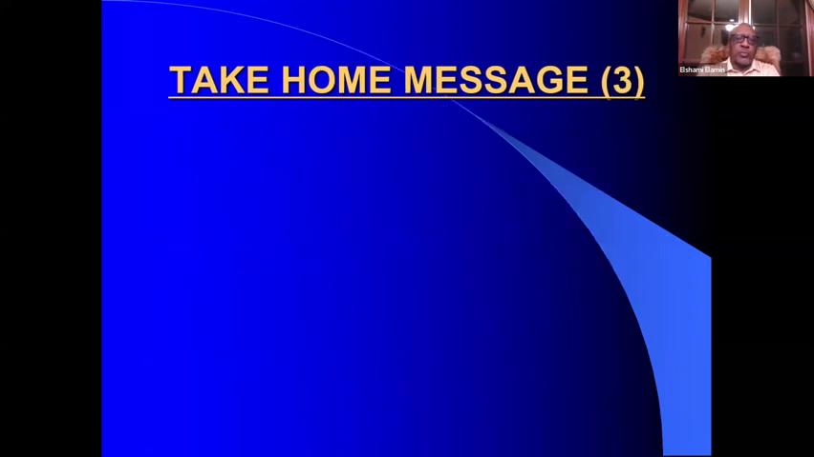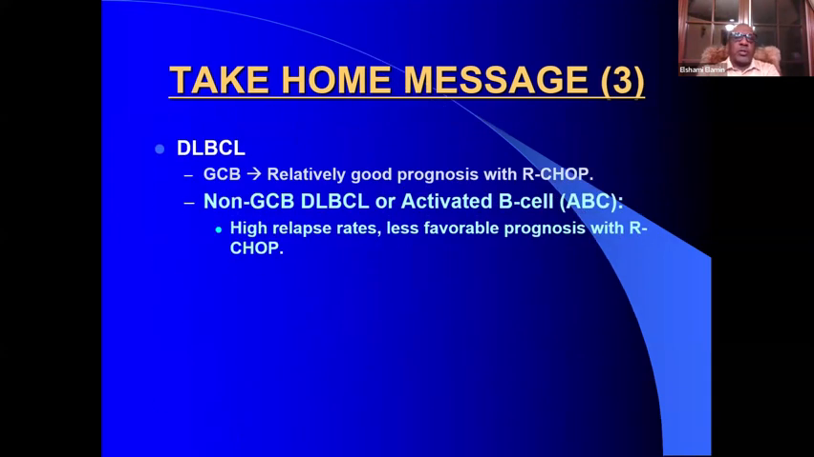Message three, diffuse large B-cell lymphoma, two types. The germinal center B-cell lymphoma has a relatively good prognosis with R-CHOP, and now we have another option, which is Pola-R-CHP, as we have seen from that study. Non-germinal center or activated B-cell, ABC, lymphoma has a high relapse rate and less favorable prognosis with R-CHOP. If we use R-CHOP, add to it something, as we said before, like Revlimid, for example, lenalidomide.